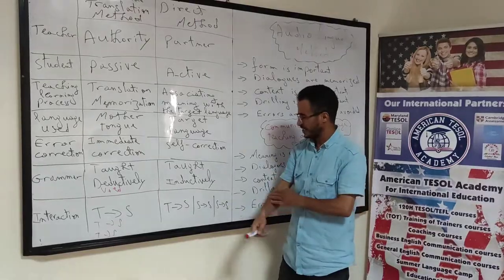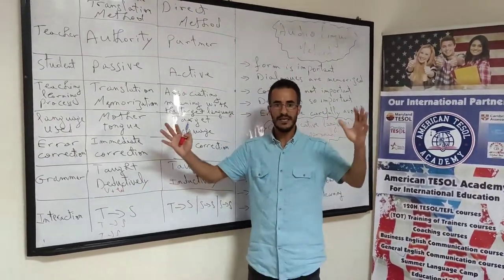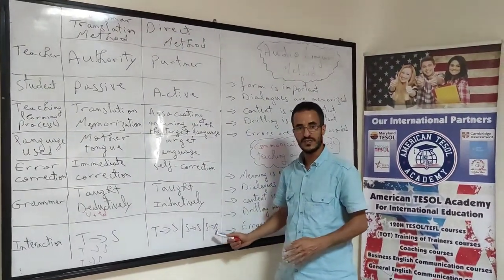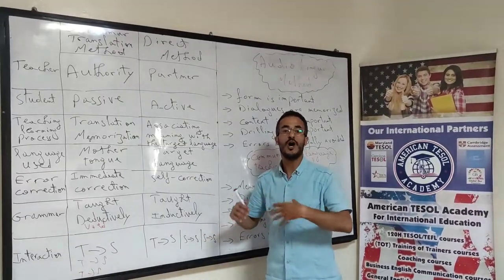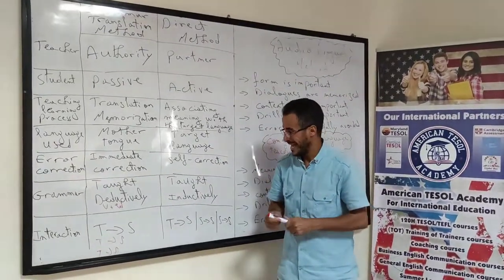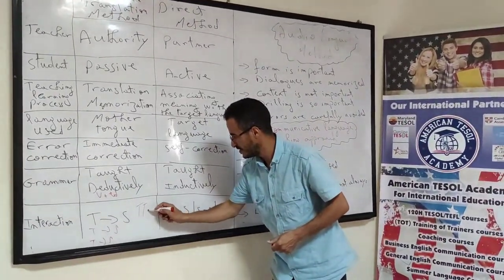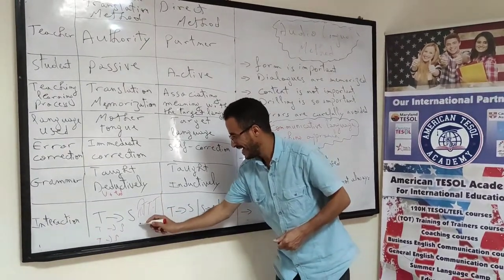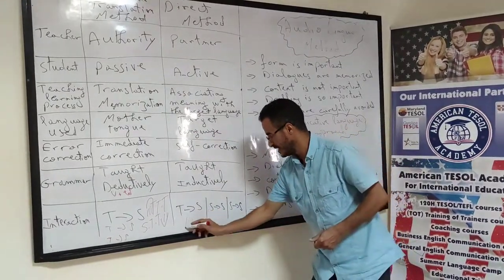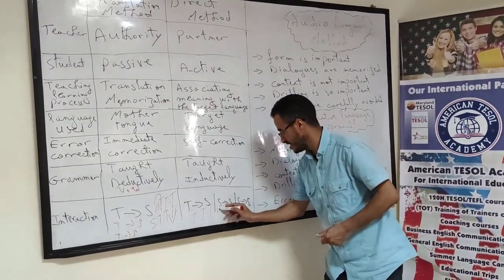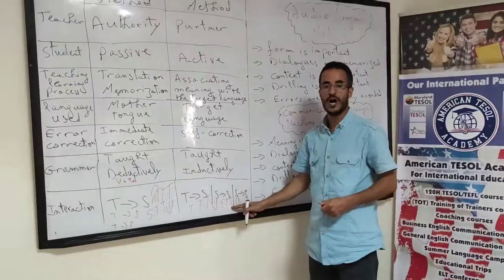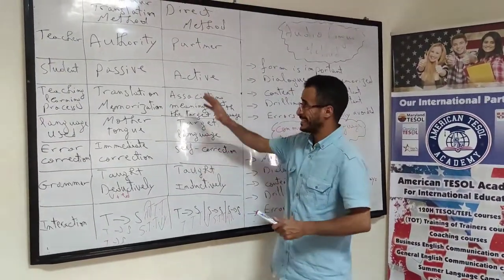Now, what about the interaction? We said here, the dominant is the teacher, but look here, teacher, student. Then we have students. So we can say here, students talk more than the teacher. But for the grammar translation, the teacher talks more than students. And here we can talk about TTT is very high and STT is very low. It's the opposite here. TTT is low and STT is very high. So students will talk more than the teacher. Great. So these are two methods.